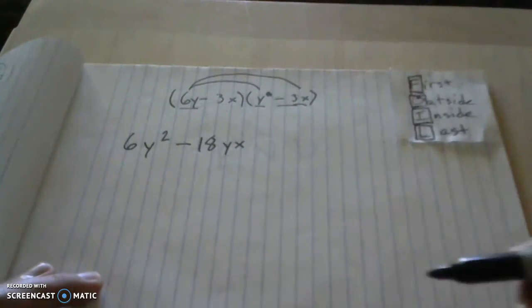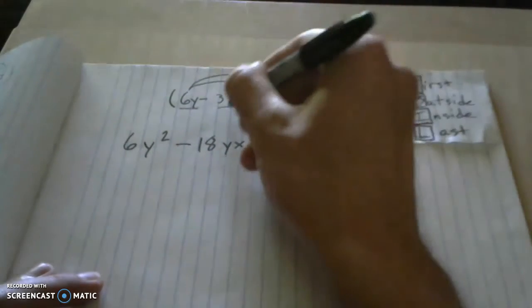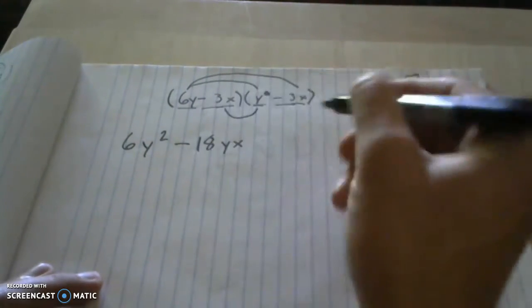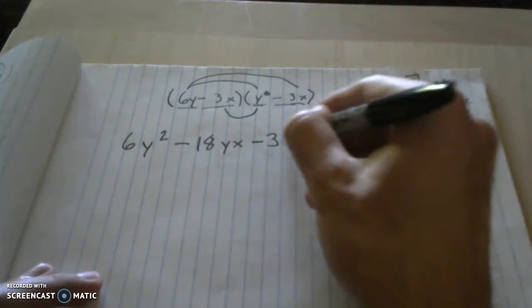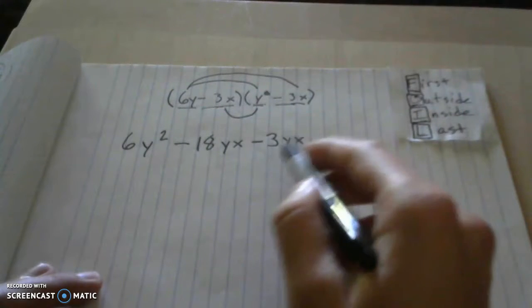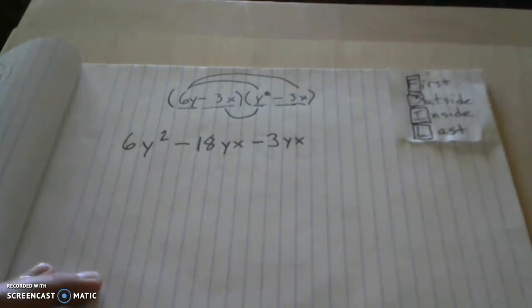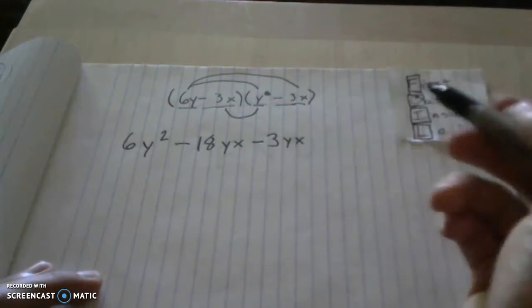So then we'll take the inside terms, -3x and y, and we'll multiply those. So negative 3x times a y gets us a negative 3yx. And you can put 3yx or 3xy. Since you're multiplying, due to the properties of multiplication, you can put those in any order, and you would still get the same answer. But for this problem, I'm just doing yx.